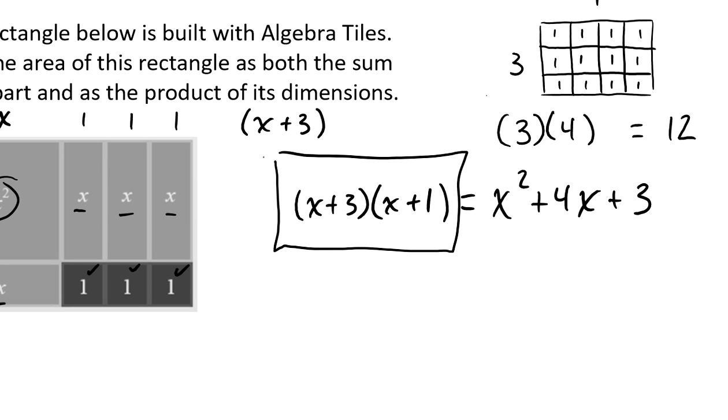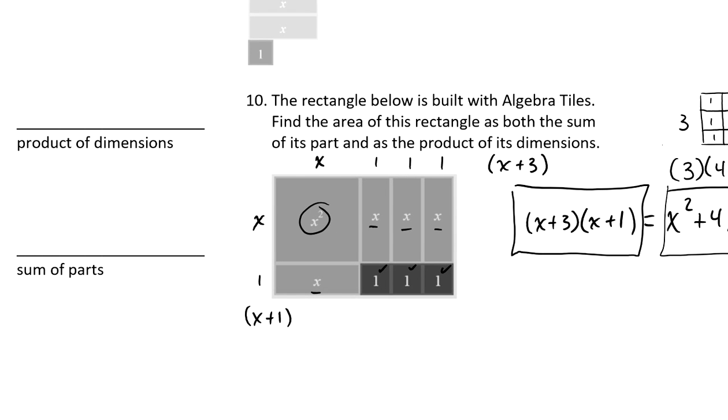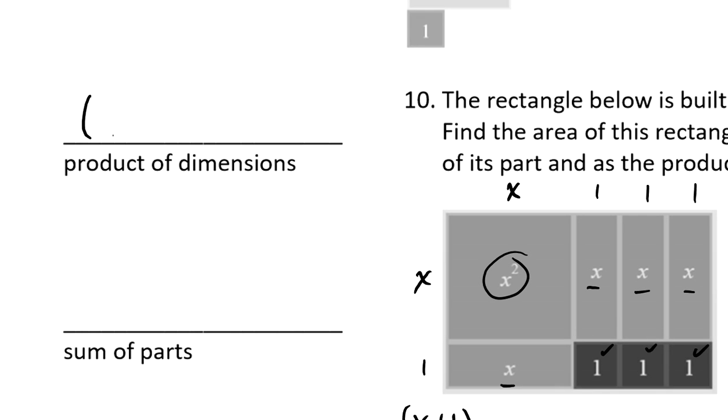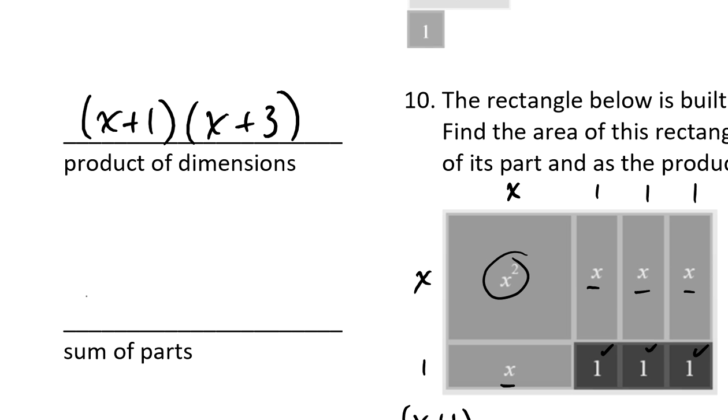That's the area as the product of its dimensions, and this is the area as the sum of the parts. And just like 3 times 4 is 12, it turns out that the quantity x plus 3 times the quantity x plus 1 is x squared plus 4x plus 3 also. So those are the two parts of this answer. And if you're wondering where they would get written here, this would be the x plus 1 times x plus 3, and this would be the x squared plus 4x plus 3.